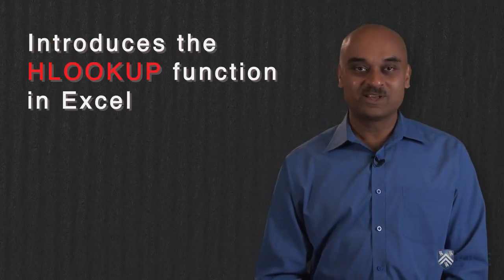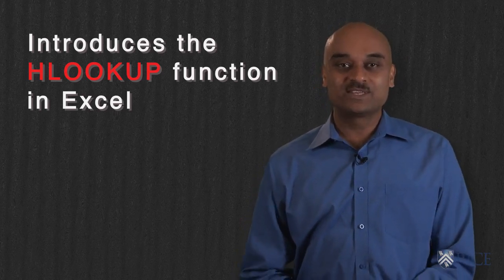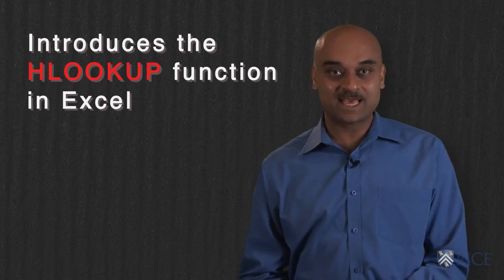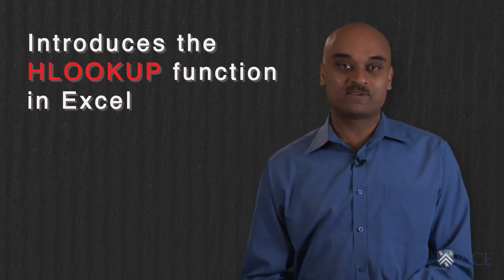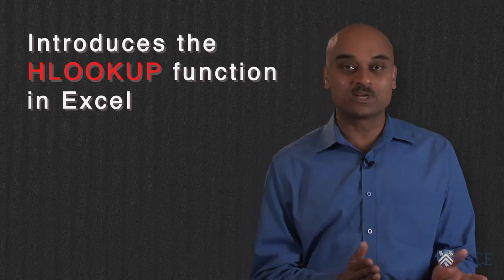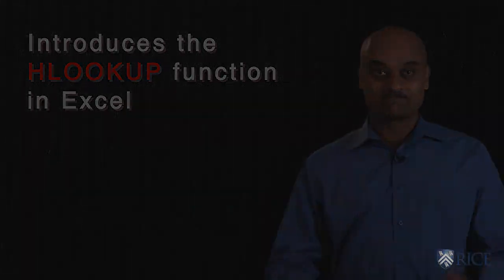This lesson introduces the HLOOKUP function, also known as the horizontal lookup in Excel. We see its similarity with the VLOOKUP function in terms of syntax, and we also see the difference in terms of looking up a table horizontally versus vertically. The function is illustrated using an example.